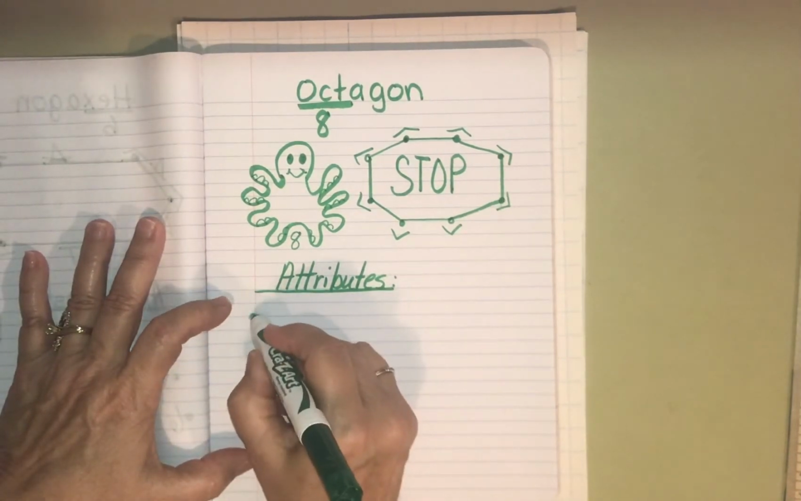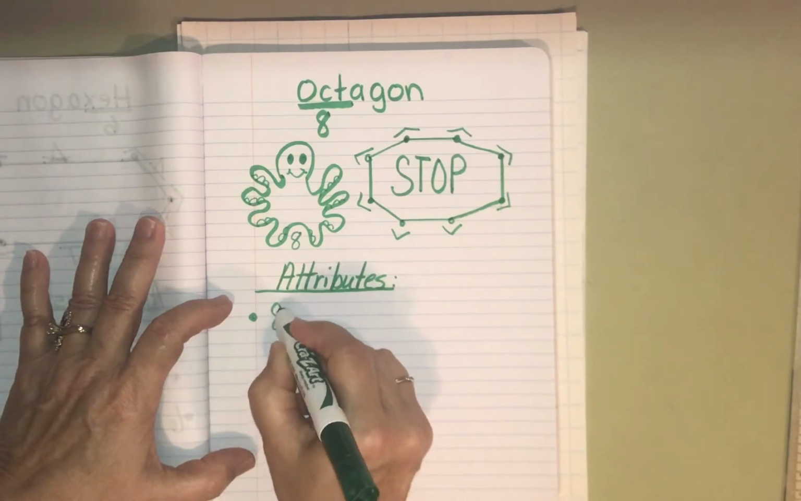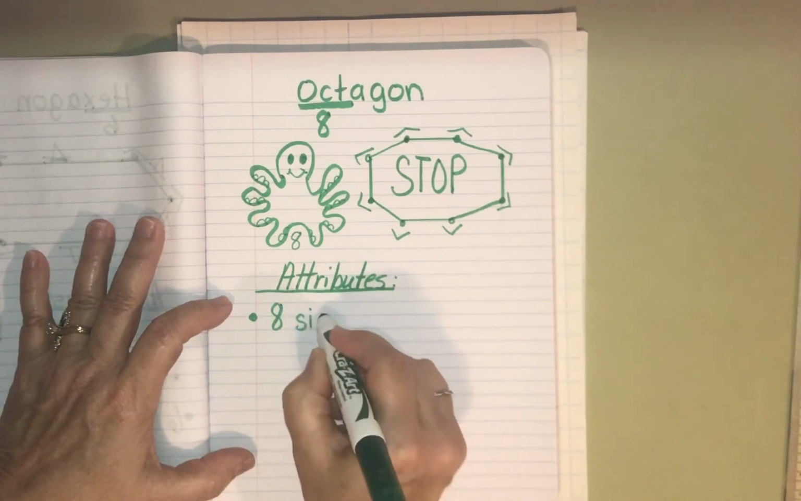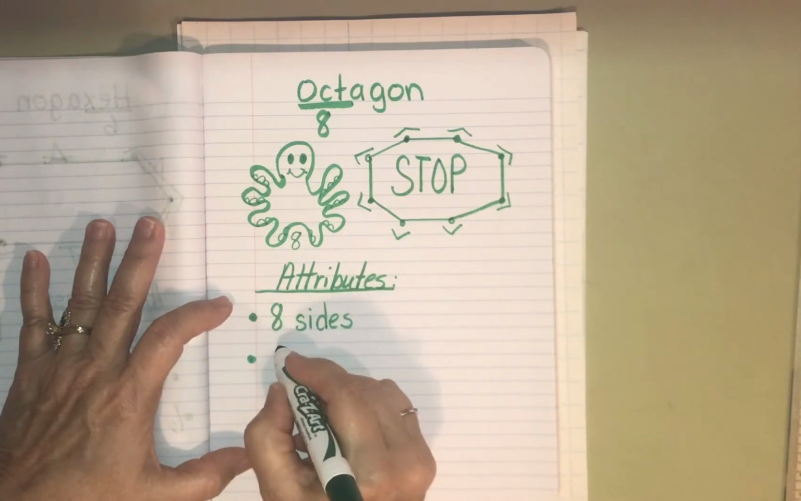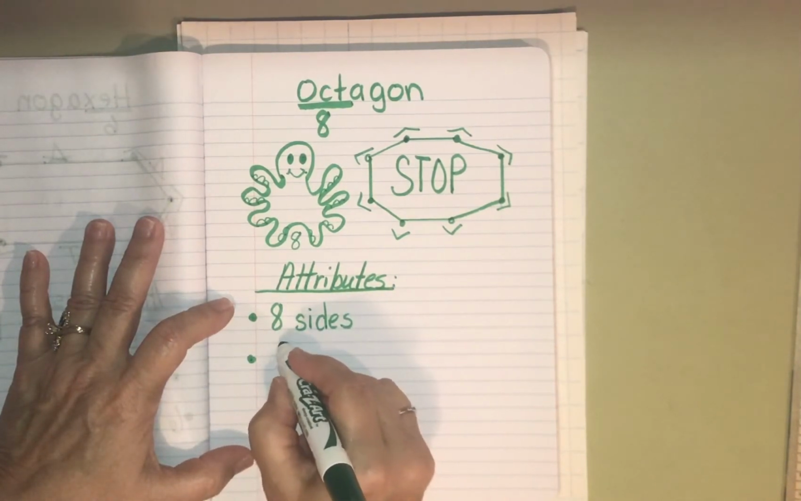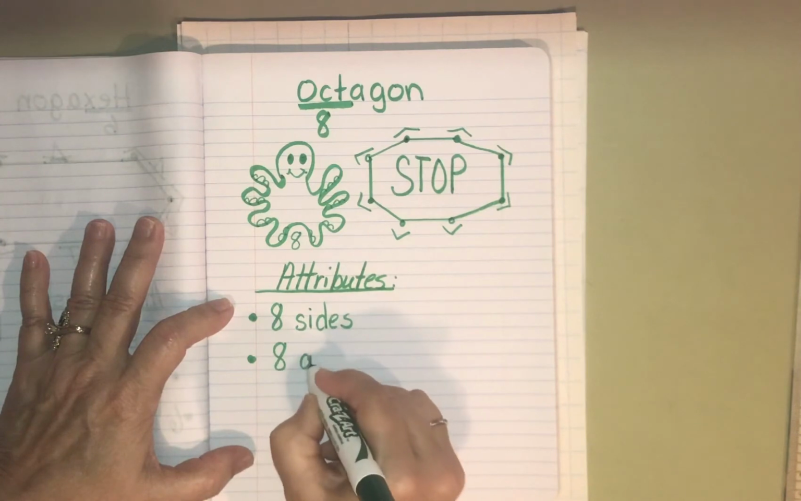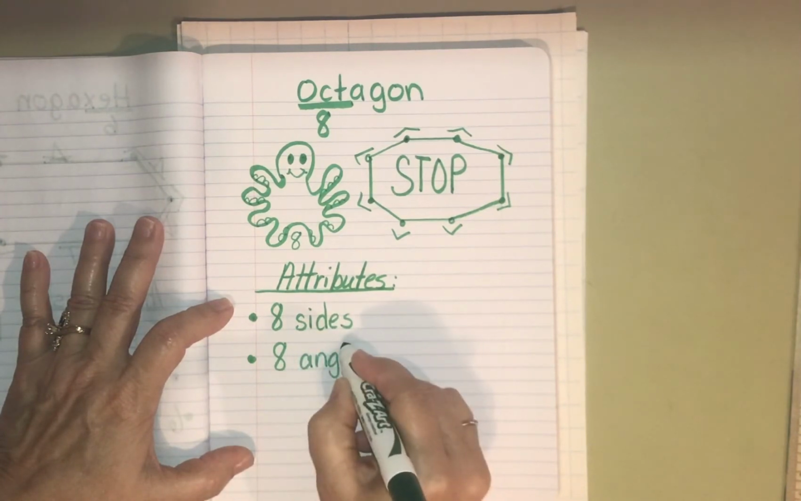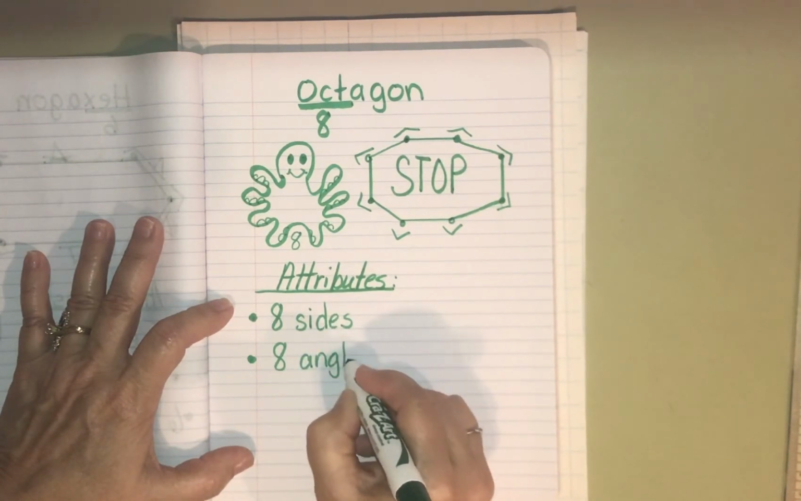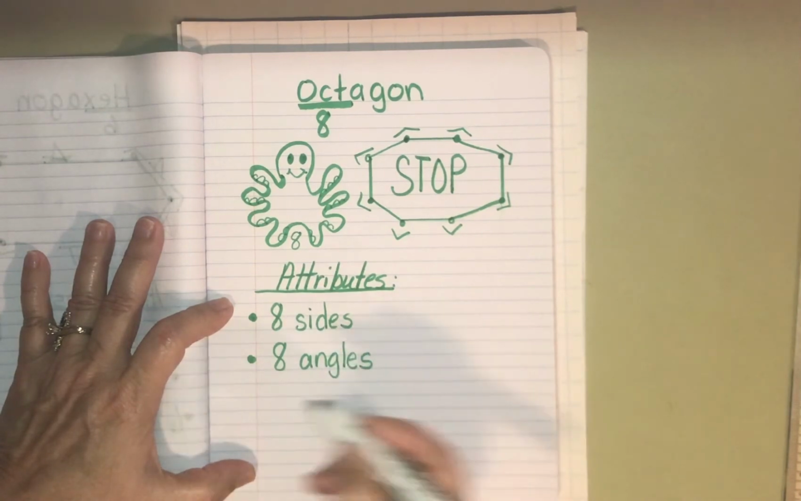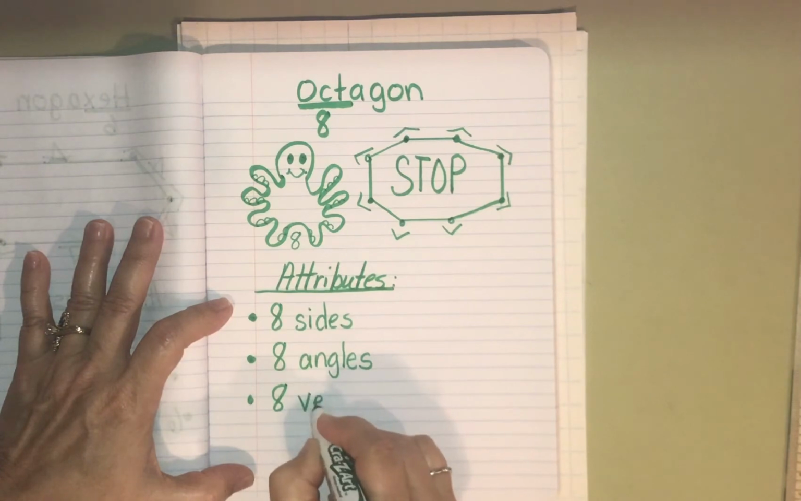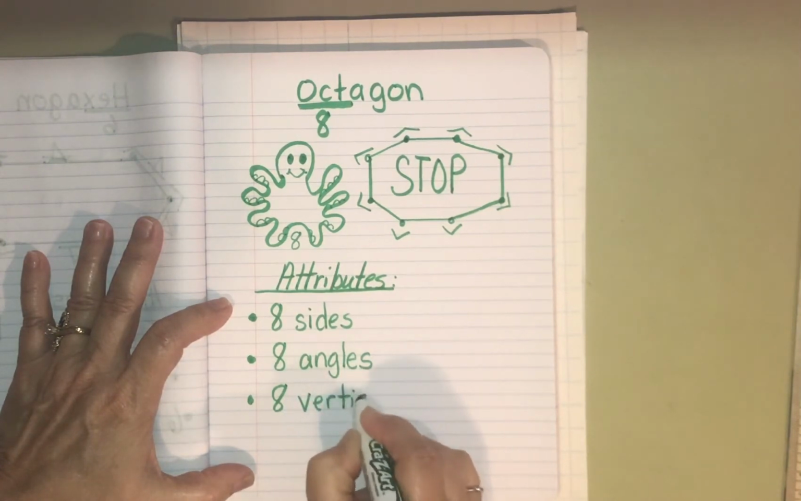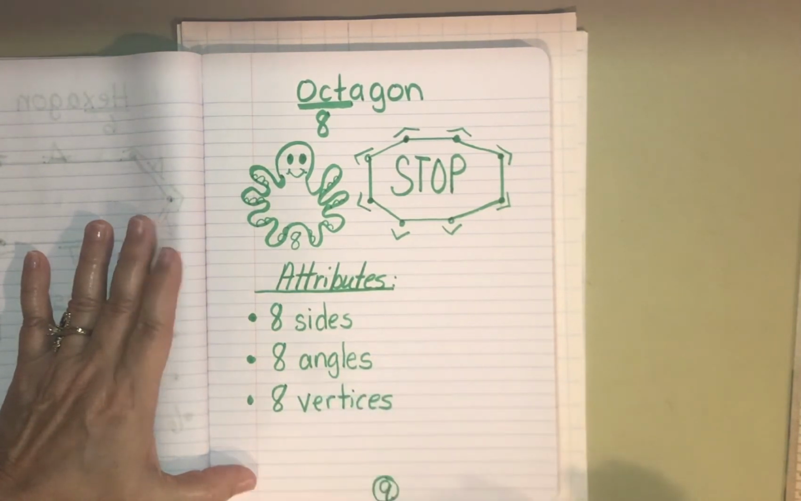Okay, so let's go back to our attributes. We said that it has how many sides? And how many corners or angles? And how many vertices? 8, 8, and 8. Okay?